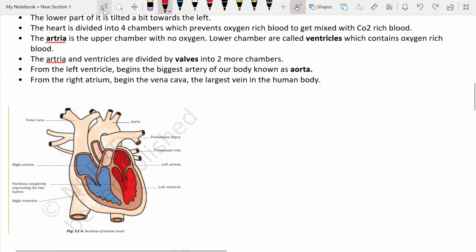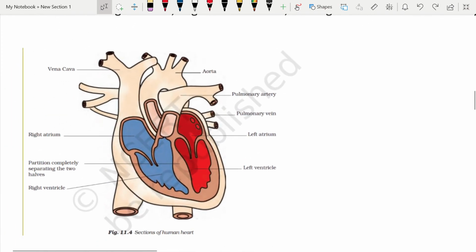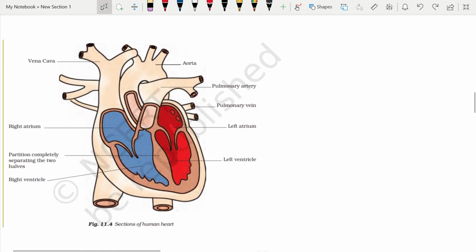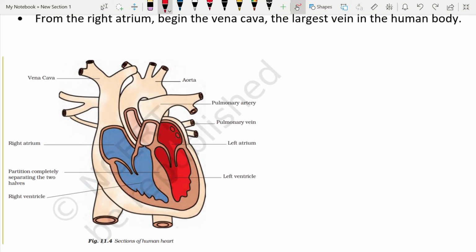So this is a diagram that I got from the book, and let's understand this a little bit. Vena cava is this vein, the largest vein, which is right there. Now we've got the right atrium, the left atrium, then the right ventricle and the left ventricle. Now the partition completely separates the 2 sides. These are the valves, they open up, but they won't let the blood flow in the other direction.